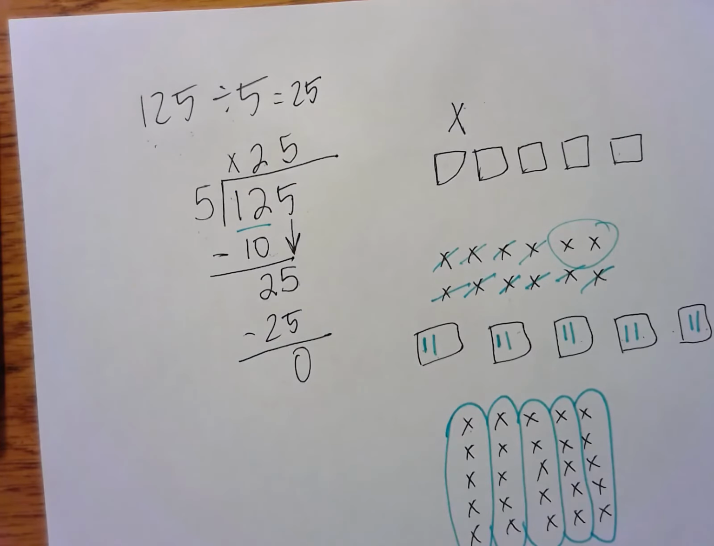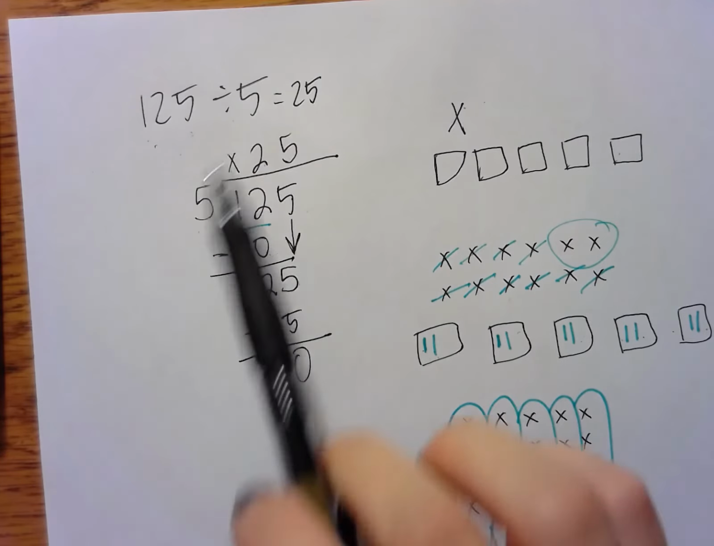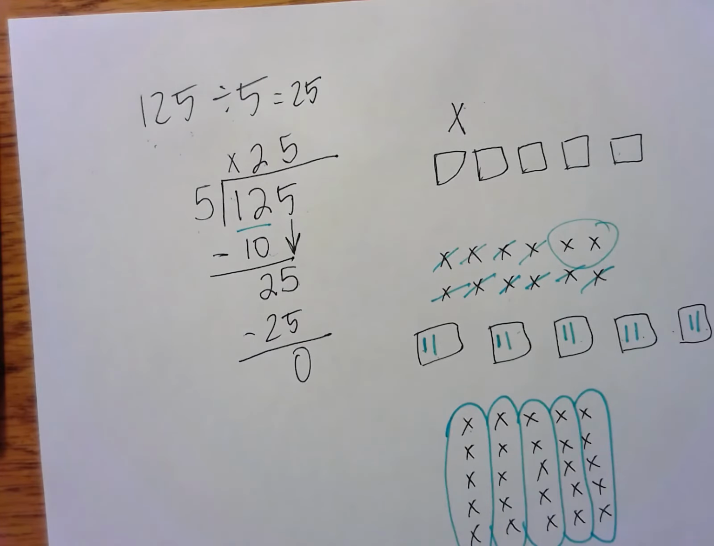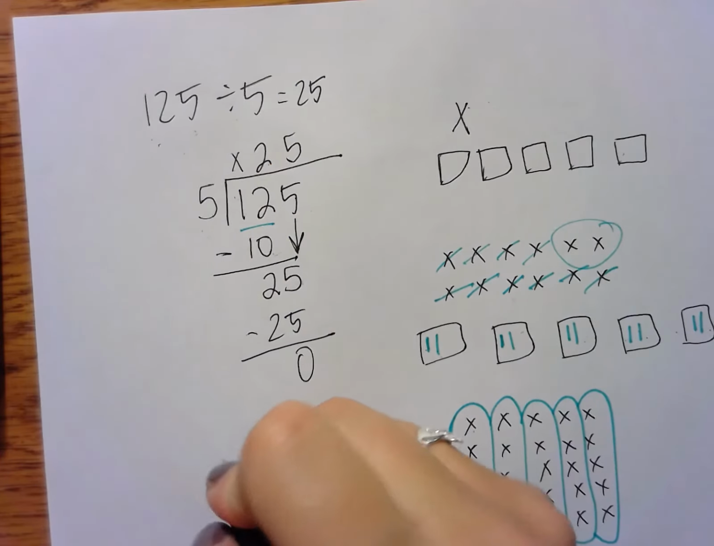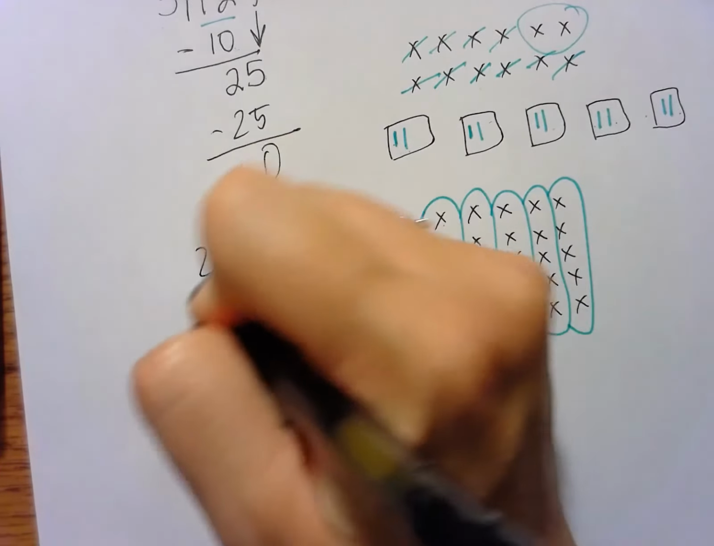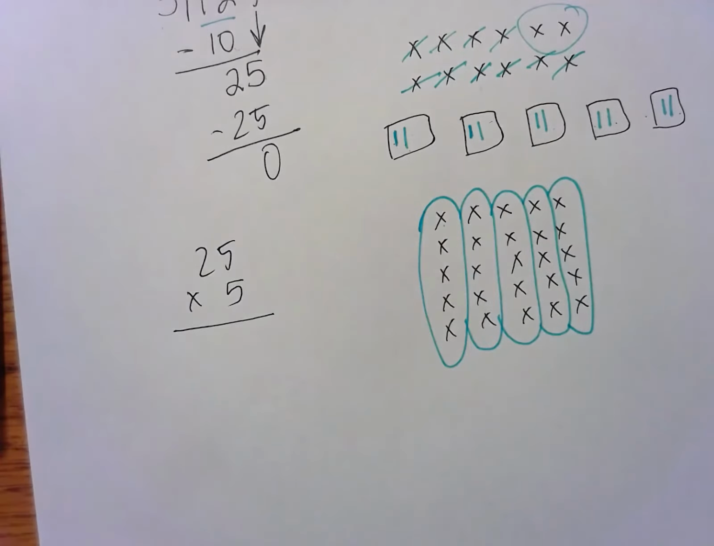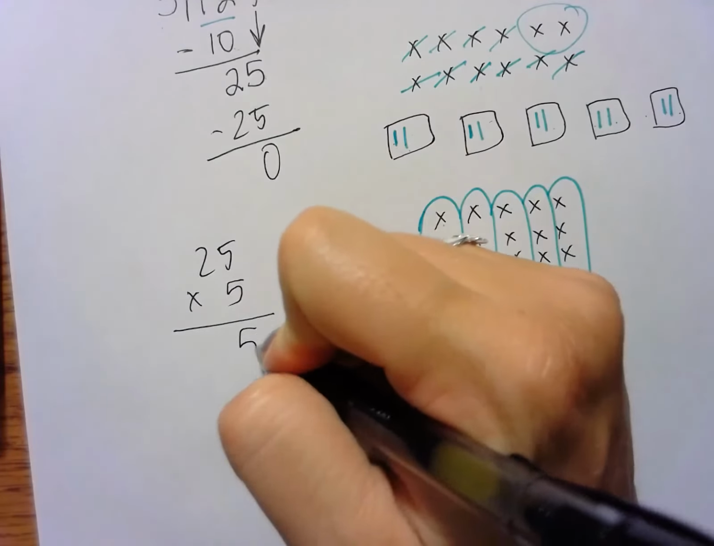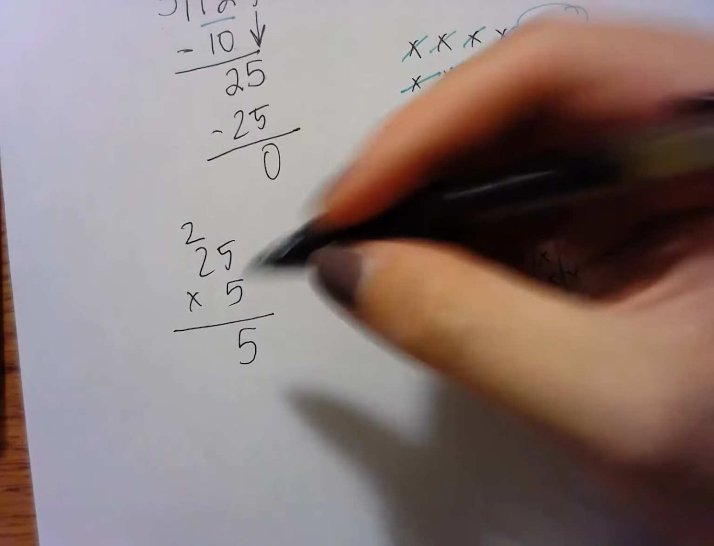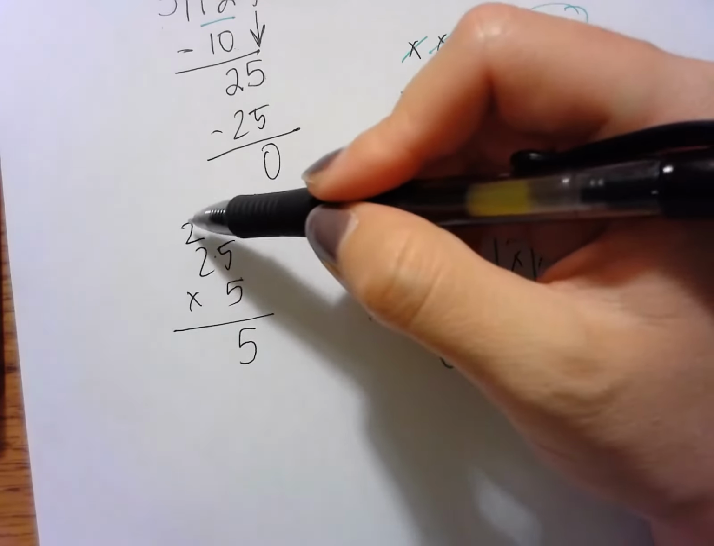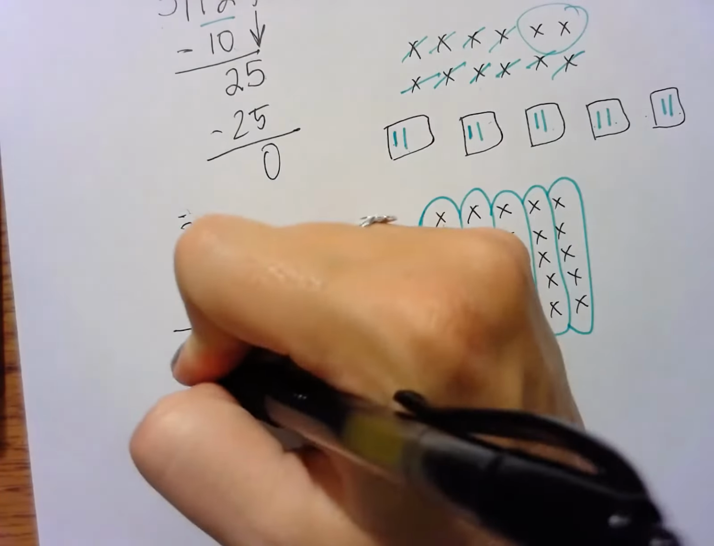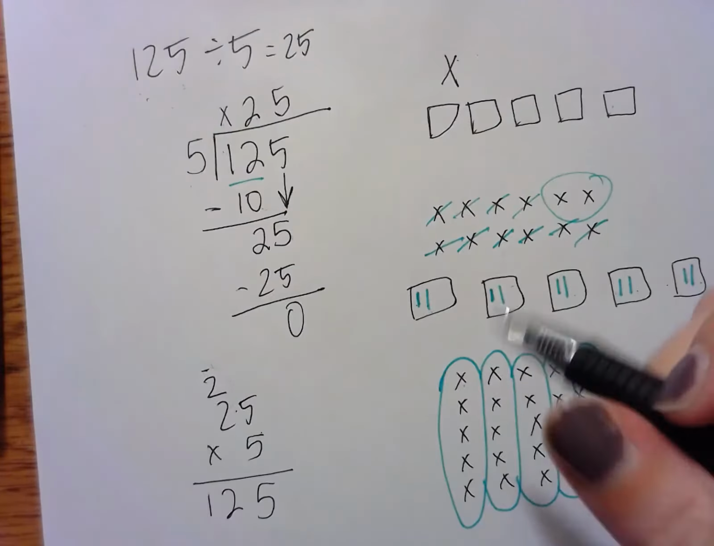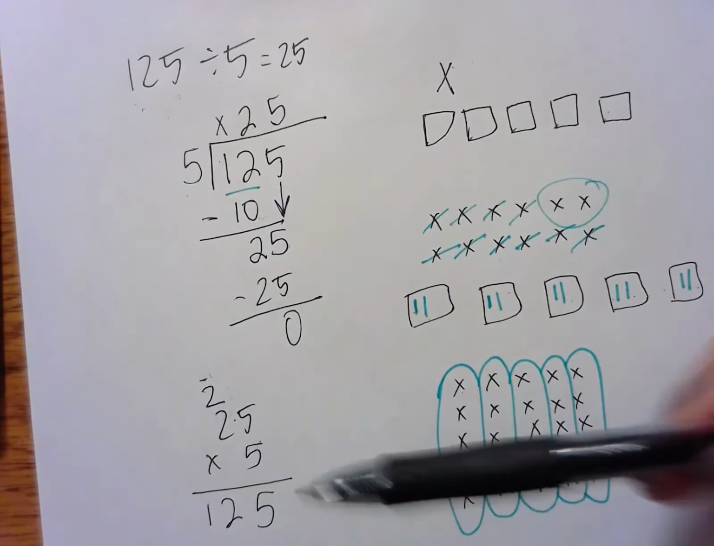Now we can always check this, and the way that you can check this is you can take your answer and multiply it by the number that you're dividing by. So in this case, we were dividing by 5 and we got the answer of 25. So we can multiply 25 times 5. Reminder, you multiply by the ones first. So 5 times 5 is 25. Carry your 2. 5 times 2 is 10, plus that 2 is 12, and you get 125, which was the number we started off with up here, so we know that we're correct.